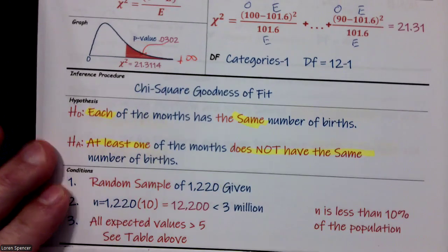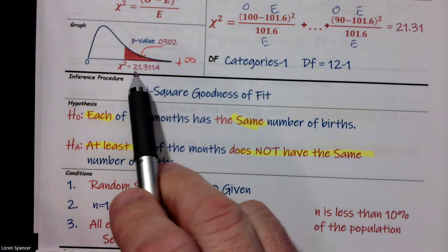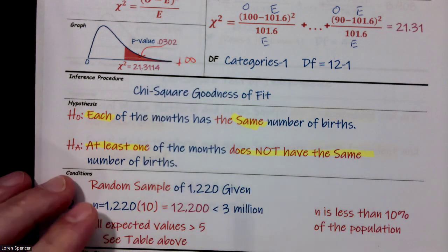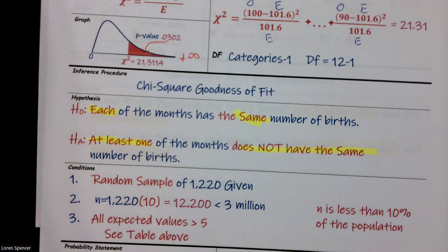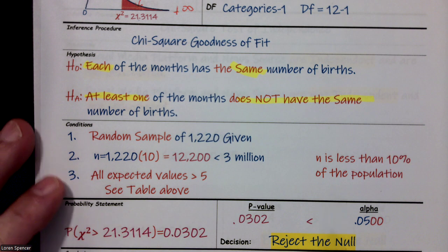we have our probability statement. I can pretty much take our probability statement straight from our graph. The probability that chi-squared is greater than 21.3 equals 0.0302. And our alpha is what I have right there. And our p-value of 0.0302 is less than our alpha. So our decision is to reject the null. So our conclusion is going to be simply this.